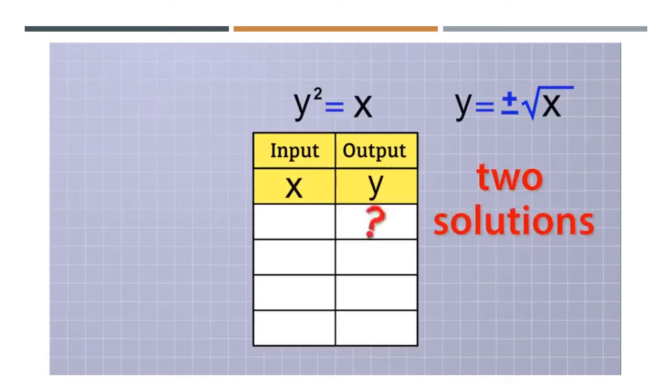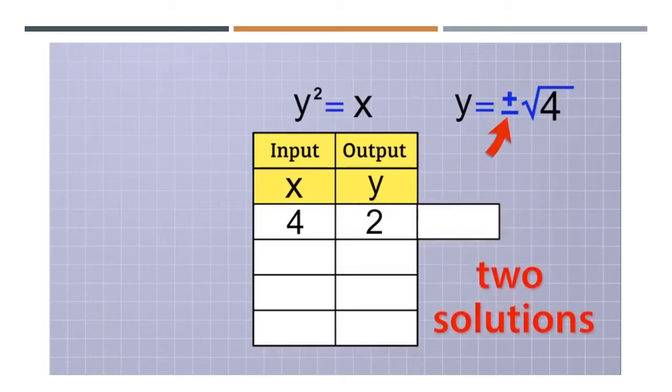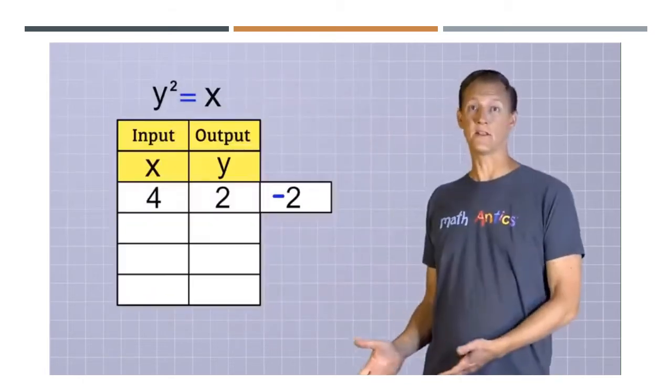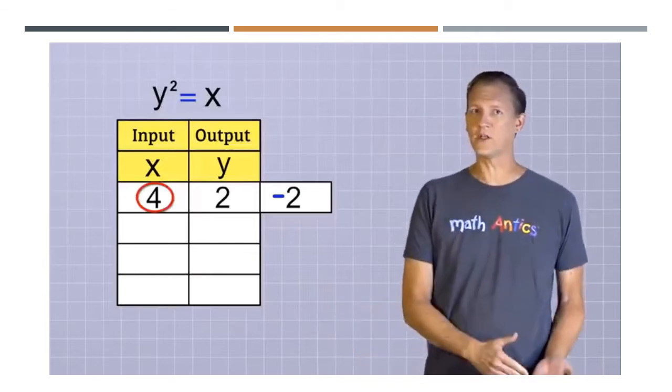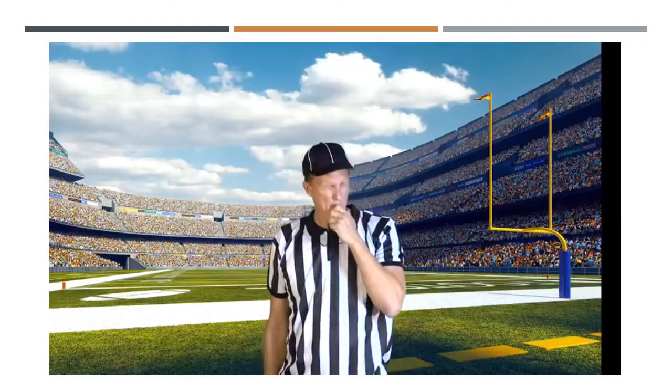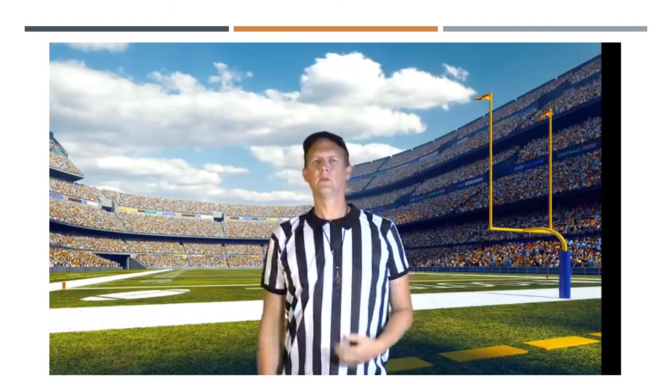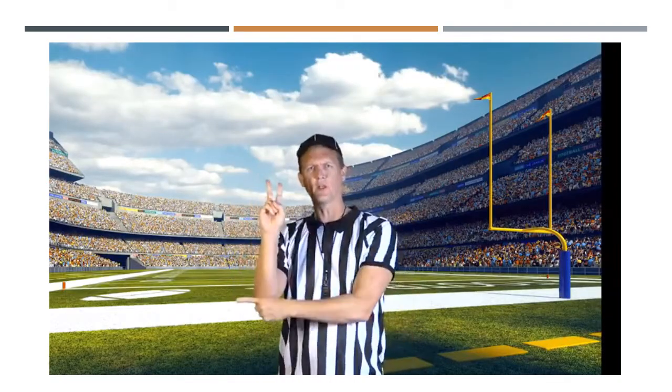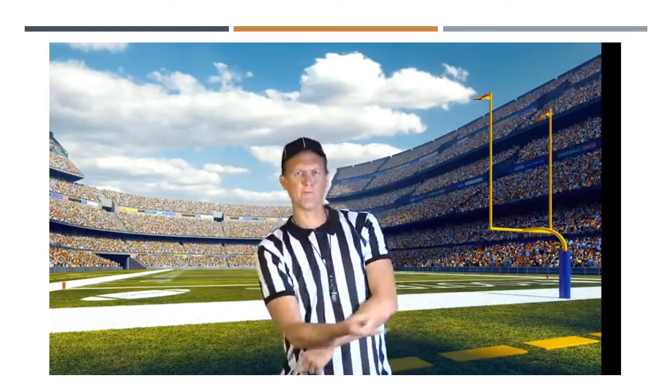But won't that mess up our function table? If we input an x value of 4, the positive, or principal root, would be 2. But we also have the negative root as a solution. If x equals 4, then y equals 2 and y equals negative 2 are both possible solutions to the equation y squared equals x. So in this case, for each value of x that we input into the equation, we'll get 2 values of y as outputs. Can a function do that? Upon review, the equation gave 2 outputs for a single input, therefore it's ruled not a function.